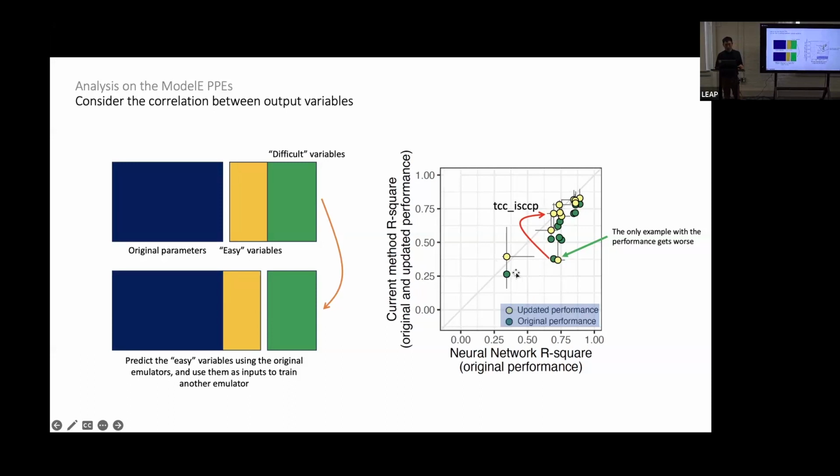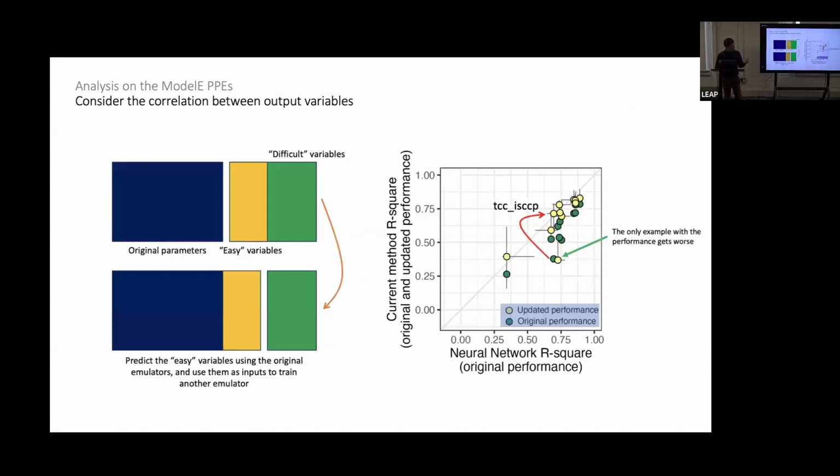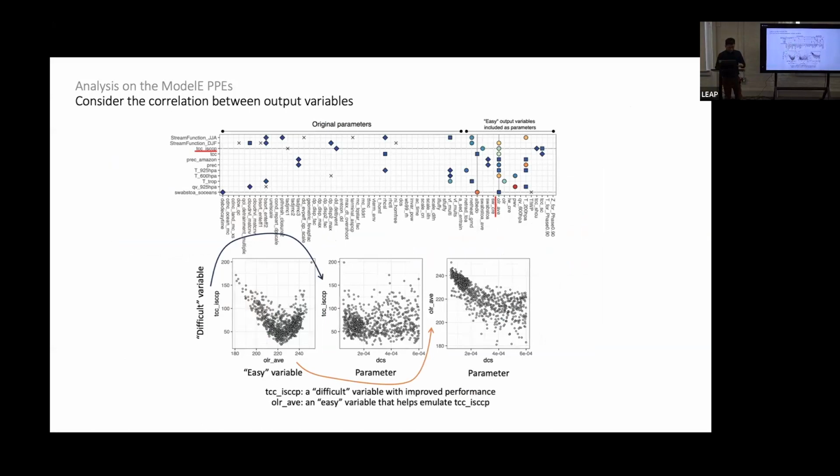The green points are the performance before compared to the neural network, and you see that the yellow points are the update. There's only one exception with no improvement in the emulator performance. All the others are pretty good and comparable to the performance of the neural network. So this is more like a deep dive into why including these easy variables works. But I think I'm short on time, so I'll just pass it for later.